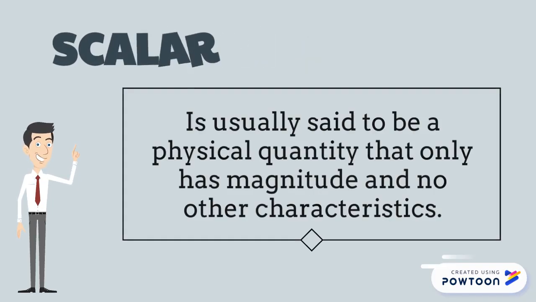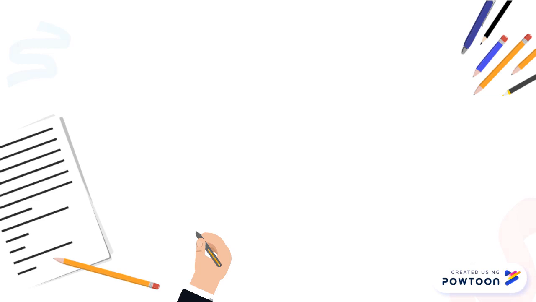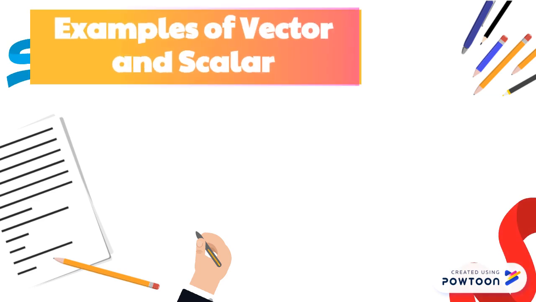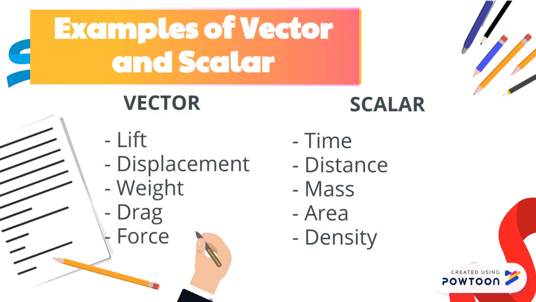A scalar is usually said to be a physical quantity that only has magnitude and no other characteristics. There are many examples of vector and scalar quantities. Examples of vector quantities are lift, displacement, weight, drag, force, etc. And examples of scalar quantities are time, distance, mass, area, density, etc.